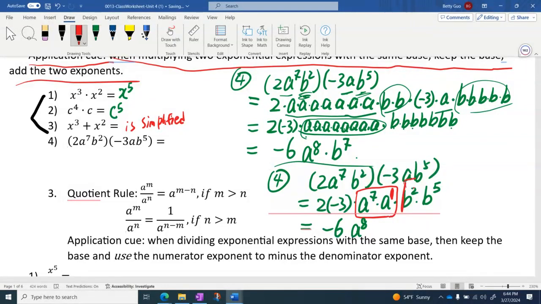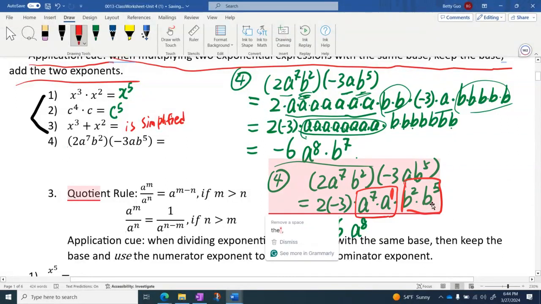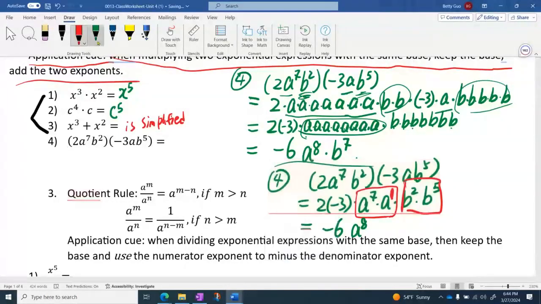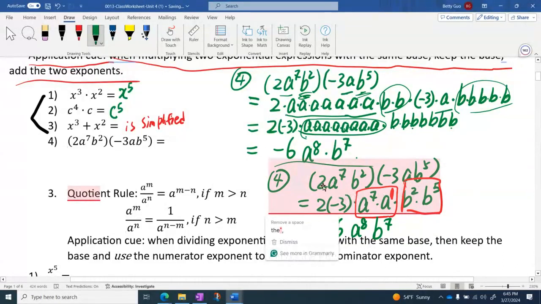And then we see b squared times b to the fifth. And that's again when we can apply the product rule. Because we have a multiplication of two exponential expressions with the same base, we just keep the base b and add up the two exponents. 2 plus 5 is 7. Same answer, but this way is a lot faster than the first method.